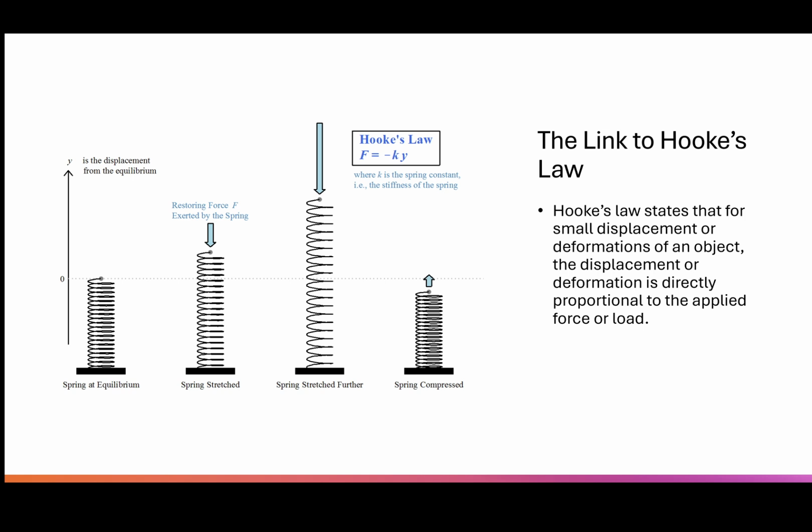So the link to Hooke's law. Now, when we speak about simple harmonic motion, we almost always think of, within the spring context, Hooke's law, right? F is equal to negative kx, where that k is a spring constant, and the other letter there, whether you use e, x, or y, I use x, would be the displacement. Hooke's law states that for small displacements or deformations of an object, the displacement or deformation is directly proportional to the applied force or load, right? So hopefully we remember that from Hooke's law there.